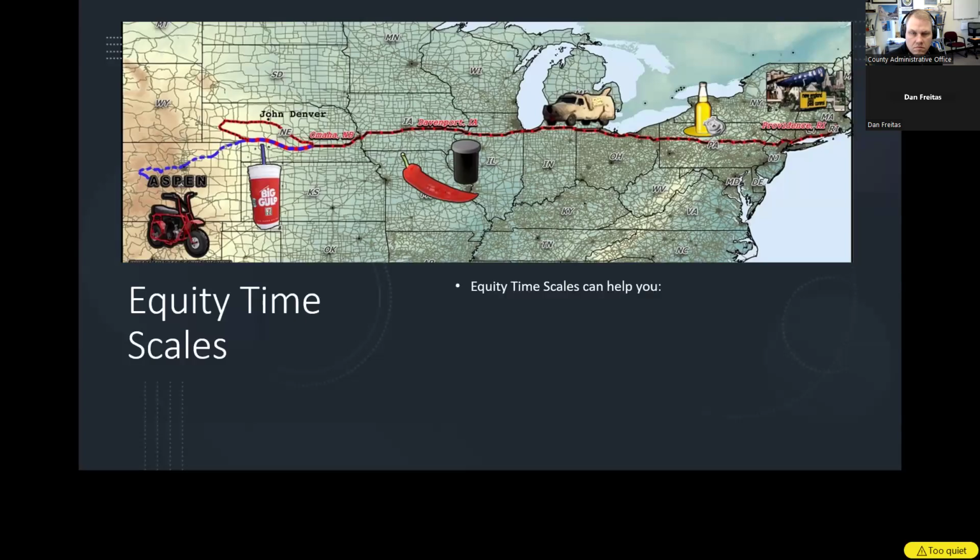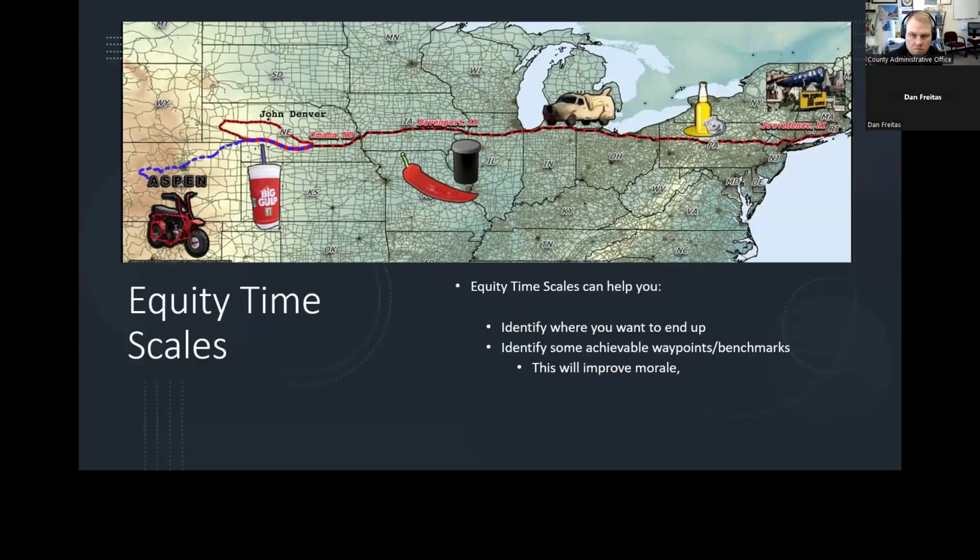So here's our roadmap. Like I said, the equity timescales can help you first identify where you want to end up. That's really the first question we have to ask ourselves when setting this goal: what does that goal look like? Then, as I talked about, identifying some achievable waypoints, benchmarks along the way, which will lead to improved morale, sustainability of your project, and being able to measure the increments of progress and see what you've done.